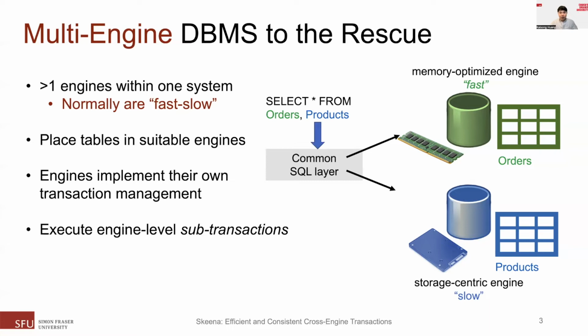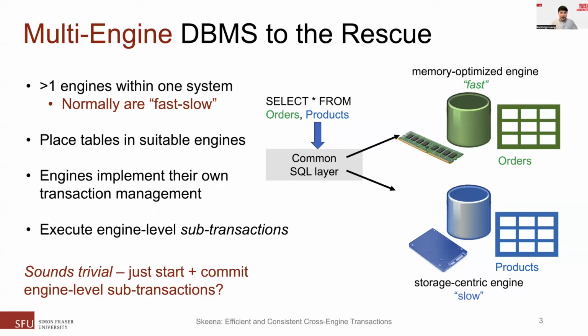For example, when you execute a SQL statement that joins two tables which have been stored in different engines, it first goes through this common SQL layer where you have the parser, optimizer, networking handler, etc. And then the SQL layer dispatches sub-transactions to the corresponding engines. By sub-transactions, we're talking about transaction abstractions that are already implemented by each engine. It sounds trivial, doesn't it? At the end of the day, aren't we just starting and committing engine-level sub-transactions?